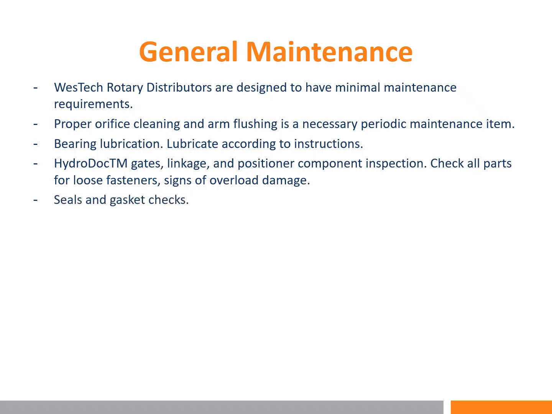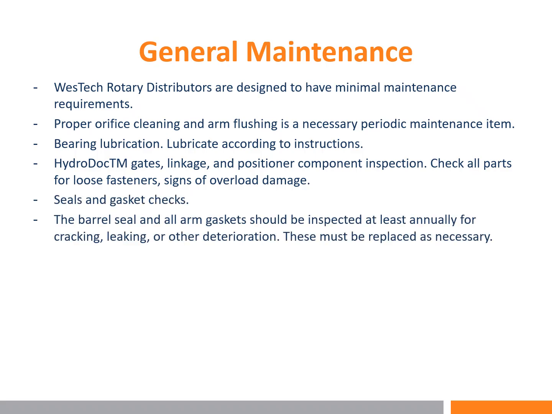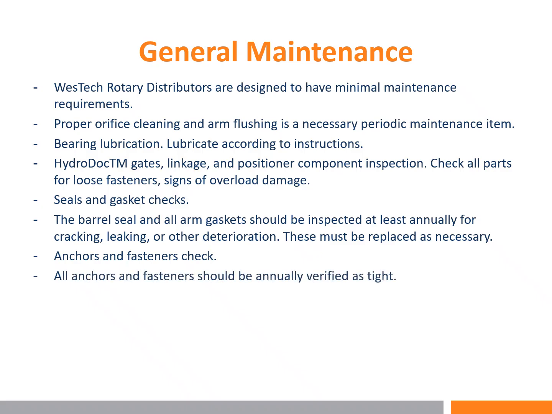Seals and gasket checks. The barrel seal and all arm gaskets should be inspected at least annually for cracking, leaking, or other deterioration. These must be replaced as necessary. Anchors and fasteners check. All anchors and fasteners should be annually verified as tight. Any corroding fasteners should be replaced.